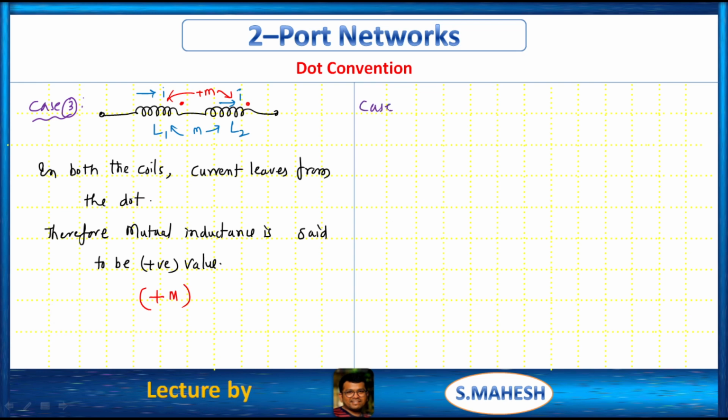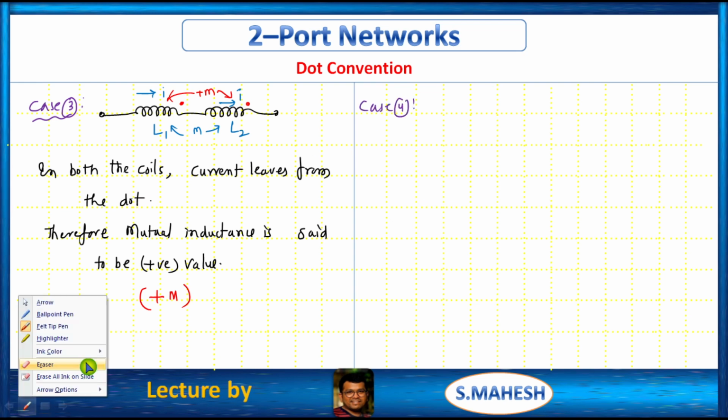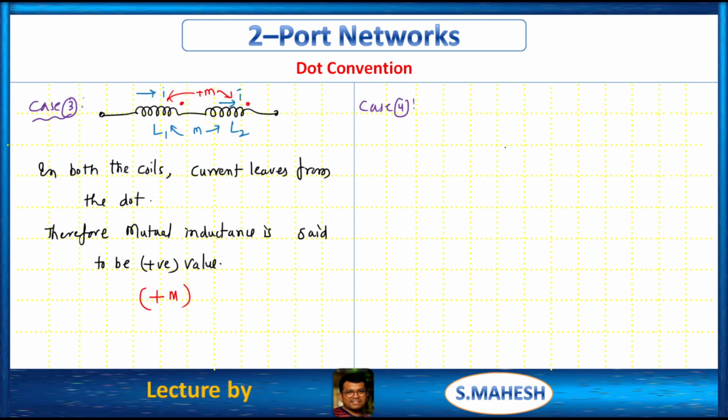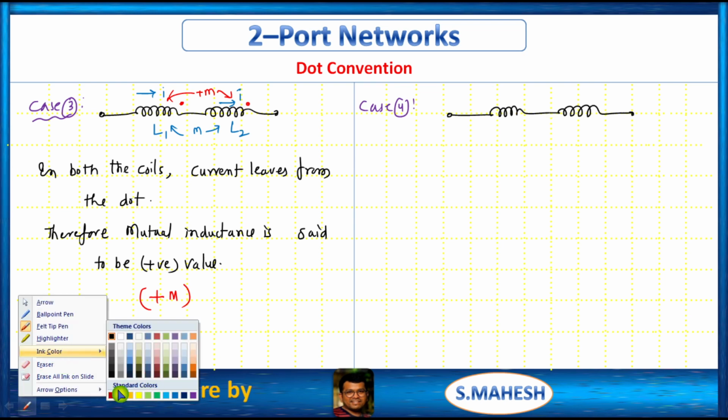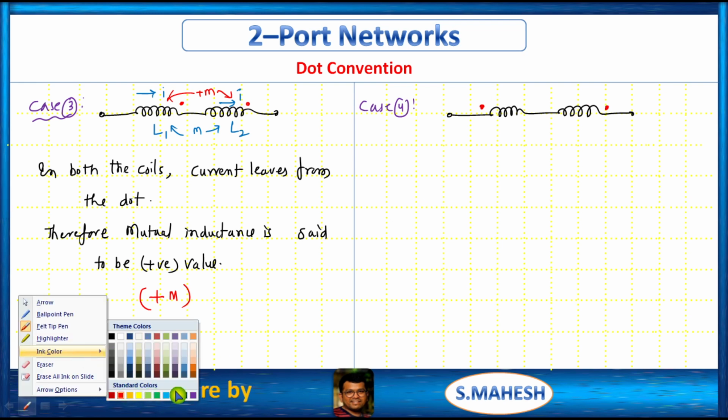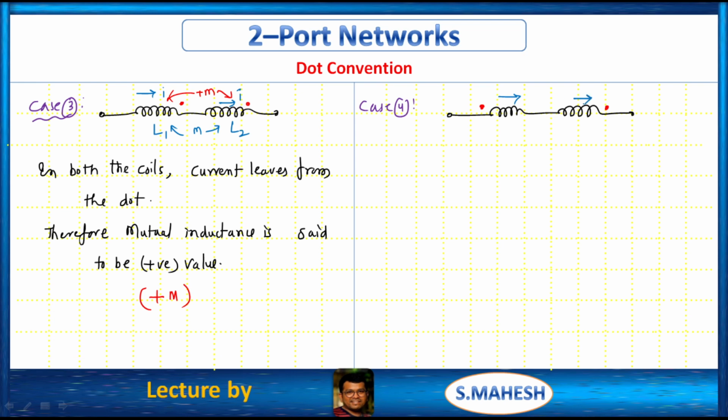Case 4. What is that case? So case 2 was leaving, entering. Now it is entering and leaving. Right? Entering, and so we have a dot at entering and at this position. Simply, it is always a negative mutual inductance. Why? From coil 1 the current is entering from the dot end. From coil 2 the current leaves from the dot end. That's it. This is M.